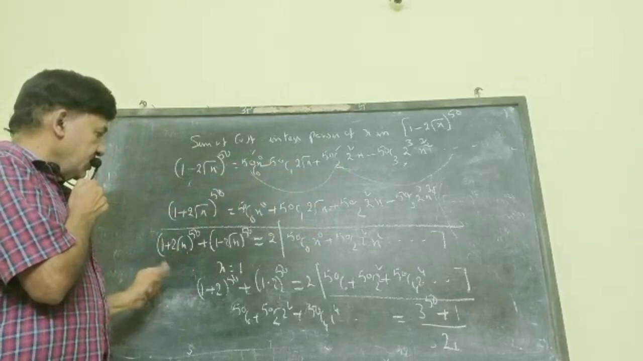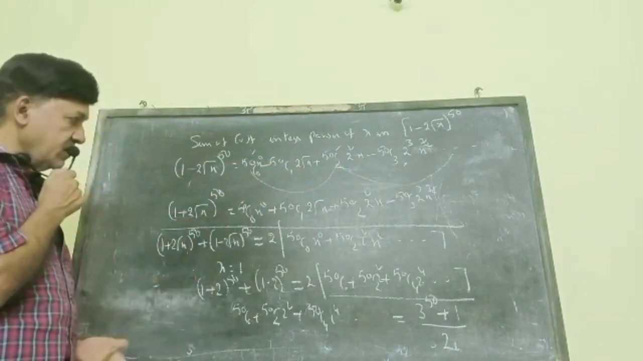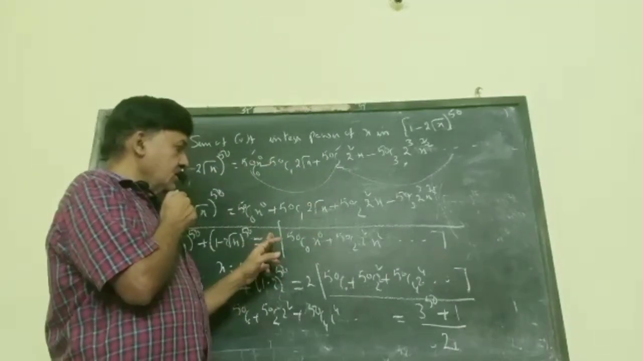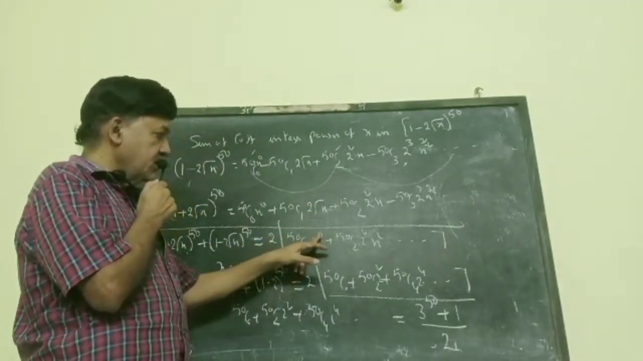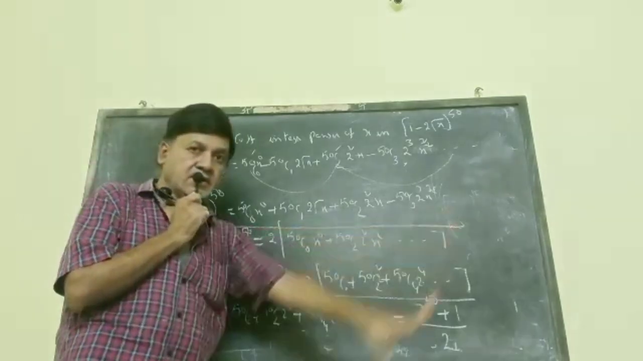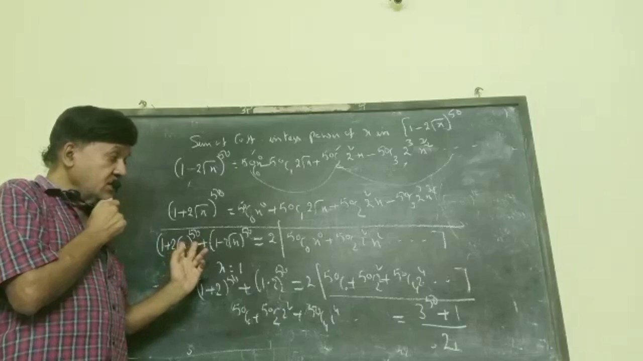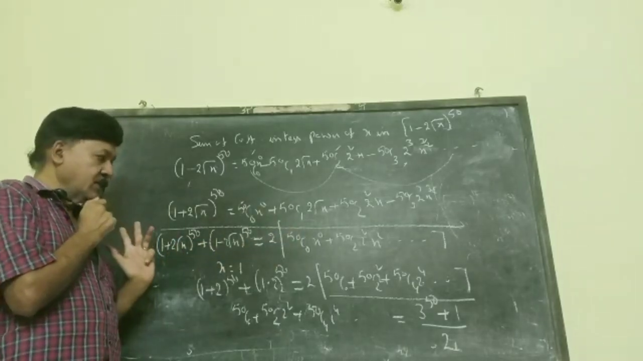So you will get (1 + 2√x)^50 + (1 − 2√x)^50 = 2[50C0 x^0 + 50C2 2² x² + etc.], like this. Now you put x = 1 on both sides.